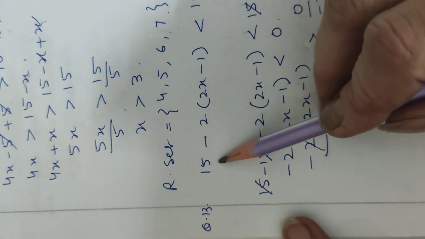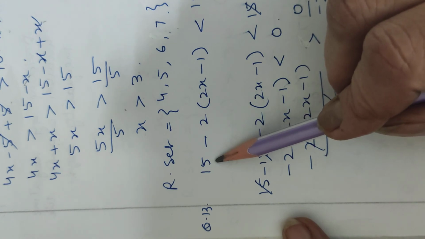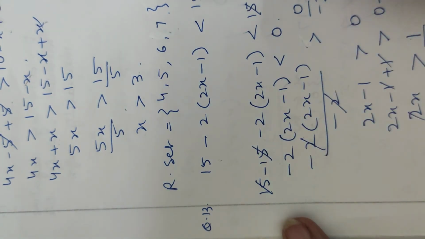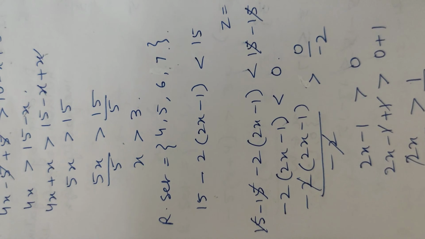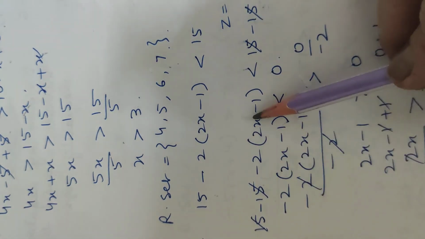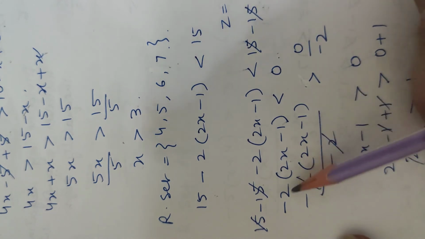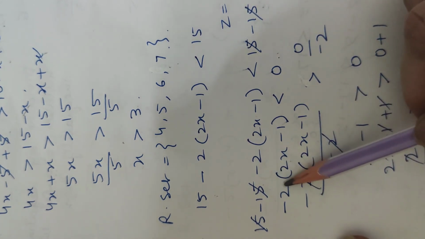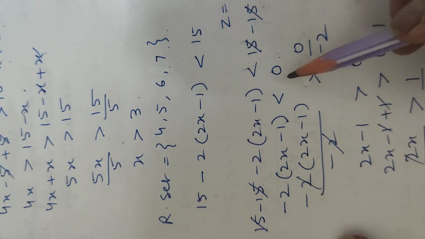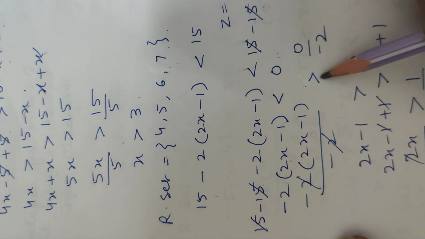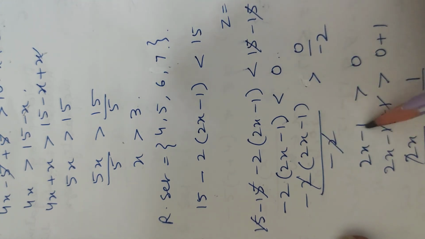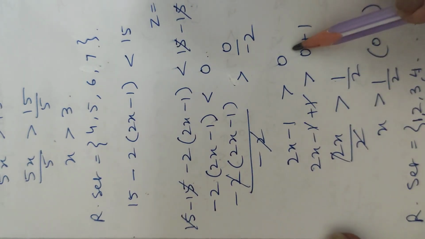In the next sum, here I will remove 15 first. So minus 15 both the sides. This gives you 0. This other side also 0. I have to remove minus 2. So when I divide by minus 2, the sign changes. This sign will become greater than. So this will become 2x minus 1 is greater than 0.